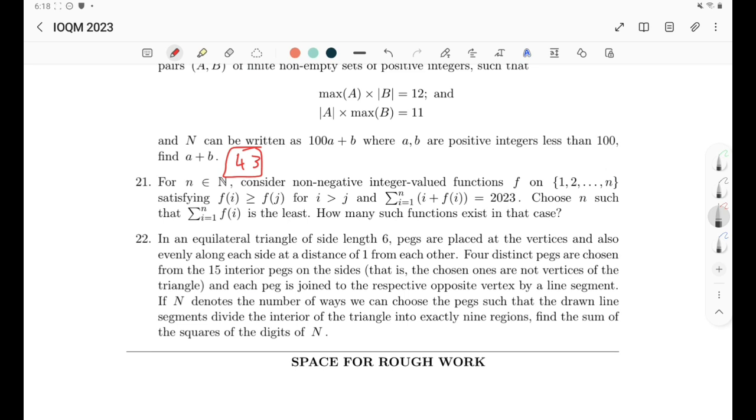And we have this weird condition: the sum of i plus f(i) from 1 to n is 2023. We need to choose n so that the sum of f is at the least. How many such functions exist? Okay, let's think about this question.